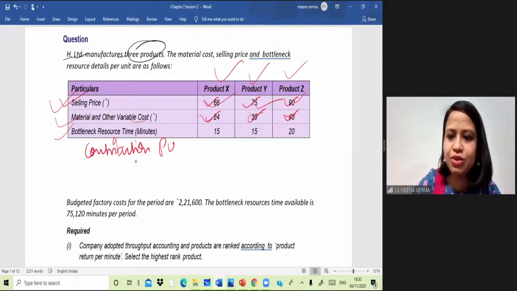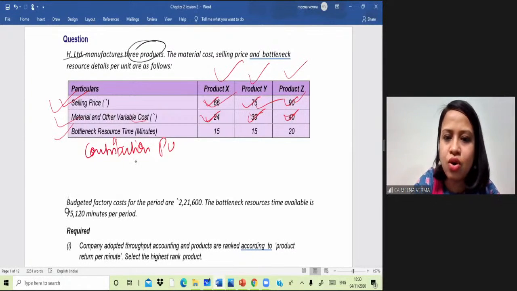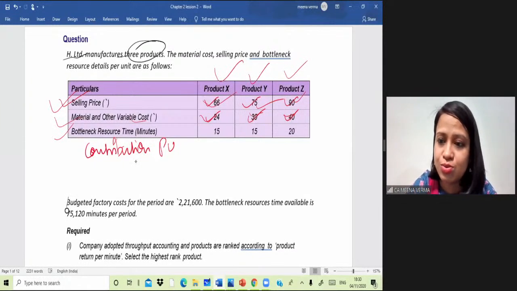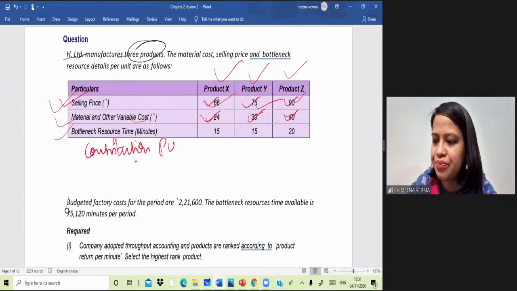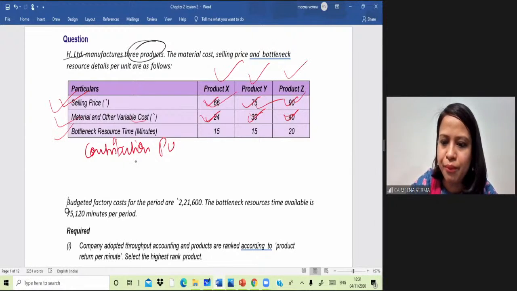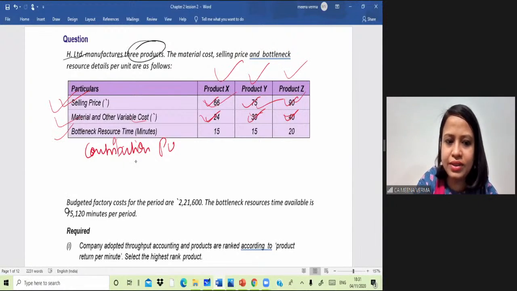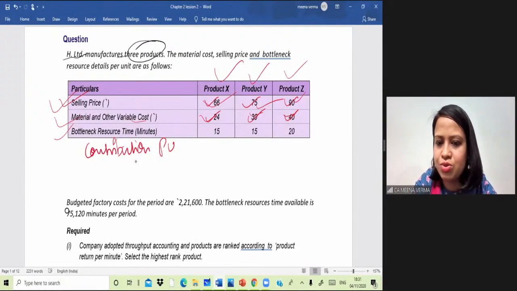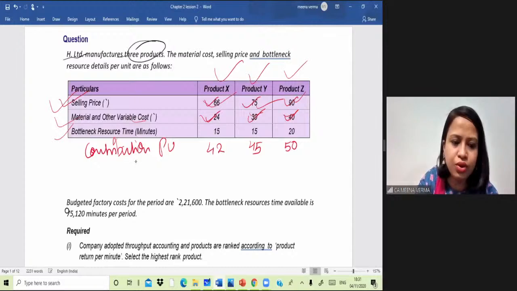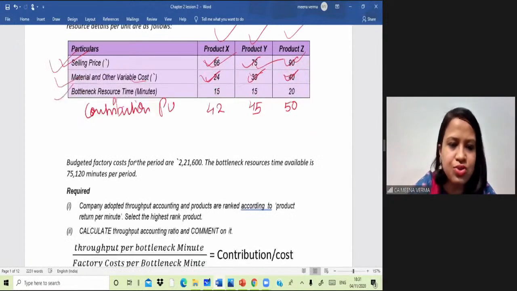Okay, give me the answer. What is the contribution of product X? What is the contribution of product Y? What is the contribution of product Z? Can you give me the answer? I think the contribution per unit here is 42, here it is 45, and here it is 50. Okay, this is the contribution which we have.